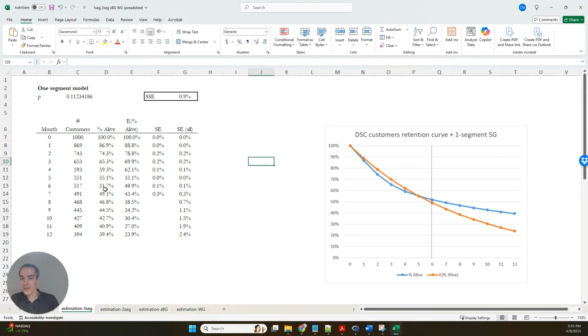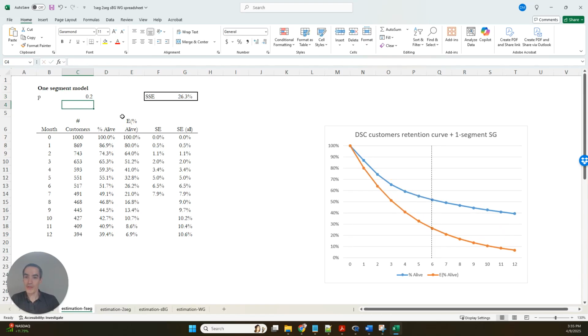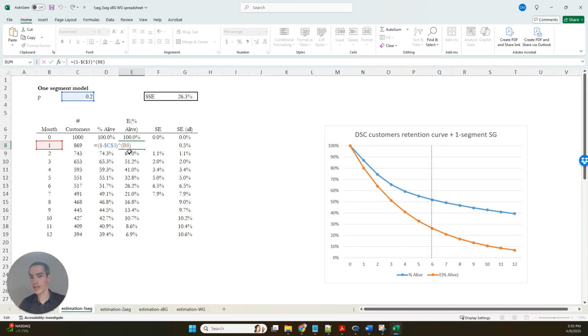So the one-segment model, again, is assuming that every single customer shares the same propensity to remain with the firm. So if we were to assume that every customer had a 20% chance of churning in a given period, assuming they were alive in the period before, then the expected proportion of the cohort that's alive at any point in time would be (1 - p)^t. And so we can see that's all that's happening over here.